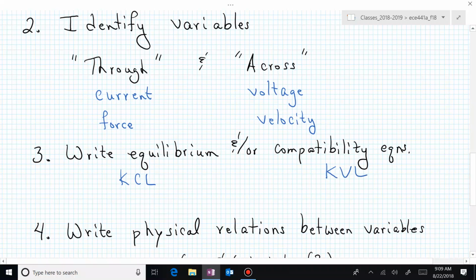If we wanted to think about this in mechanical terms, we could say equilibrium is the sum of the forces, and our compatibility we could think of as the sum of velocities. I was going to put V, but then you might think sum of voltages, which is really what KVL is, but it's also velocities in the mechanical sense.